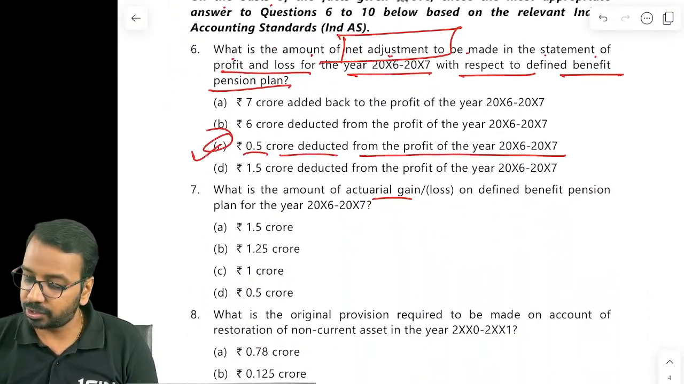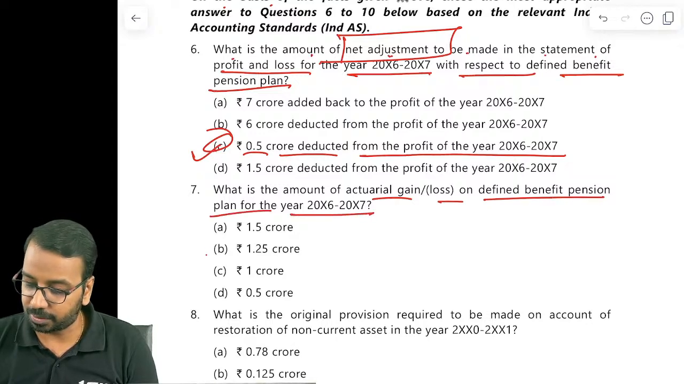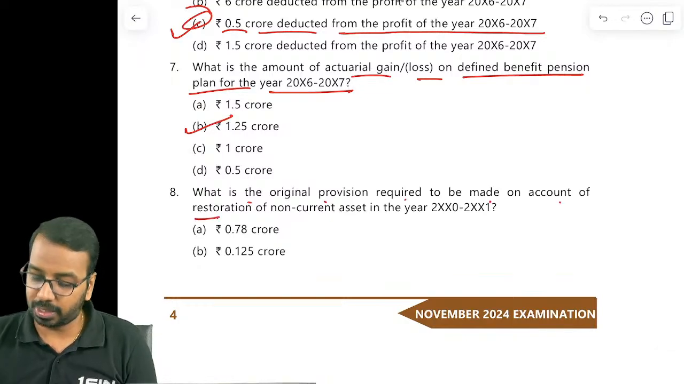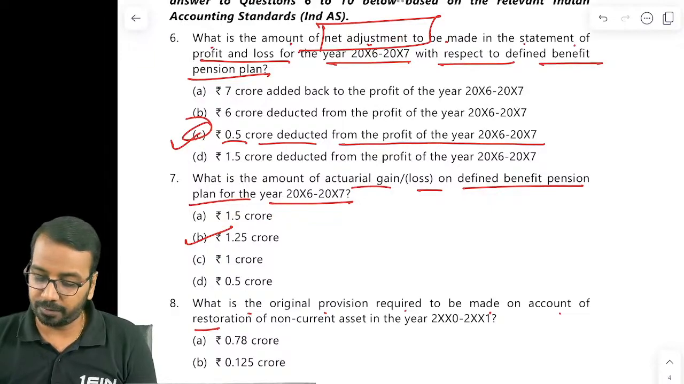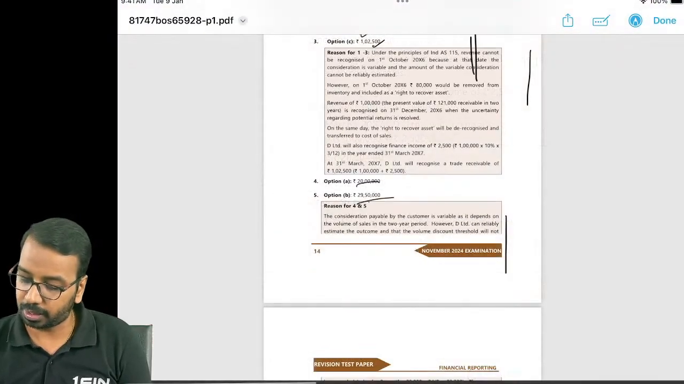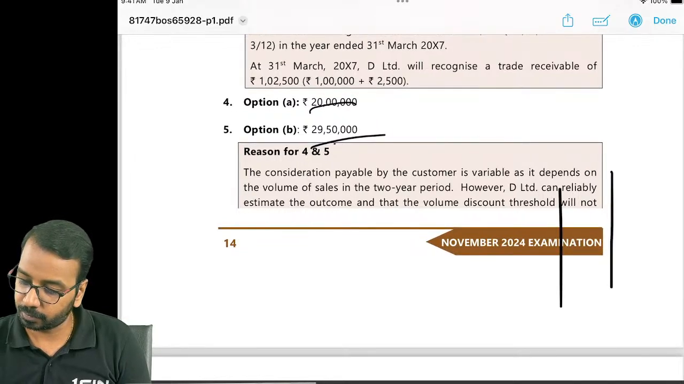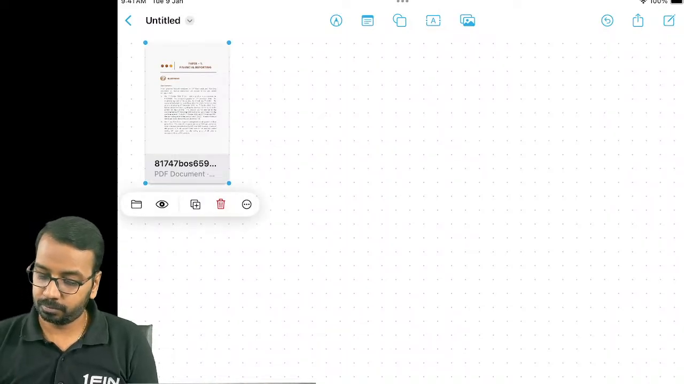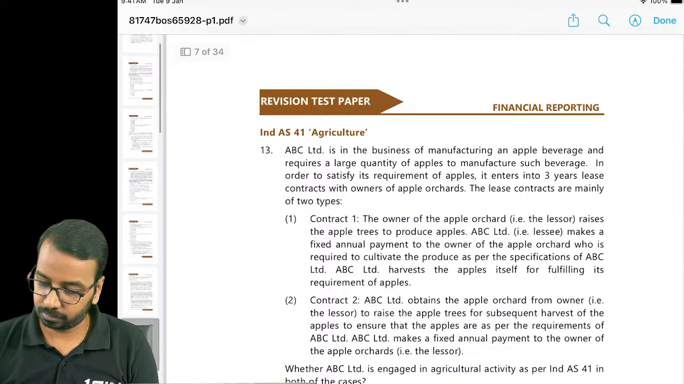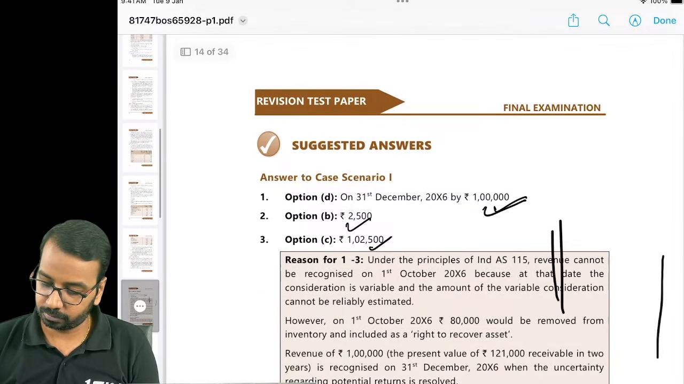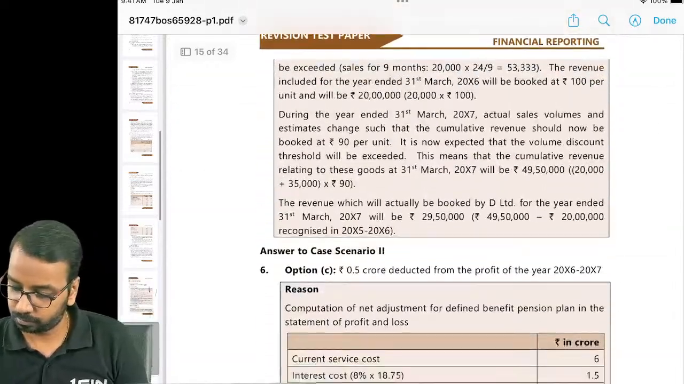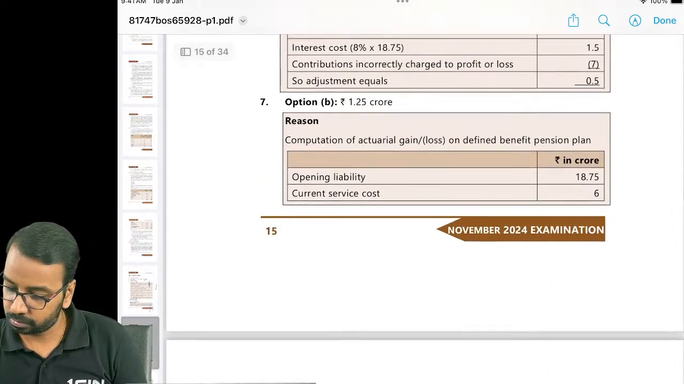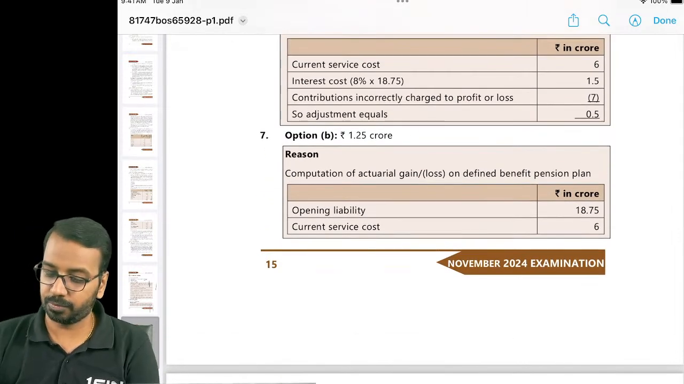Then what is the amount of actual gain or loss on defined benefit pension plan for the year 6-7? 1.25, which we have already calculated. So this is 0.5 and 1.25. I think we have done the correct one. Okay, so both of these are correct.